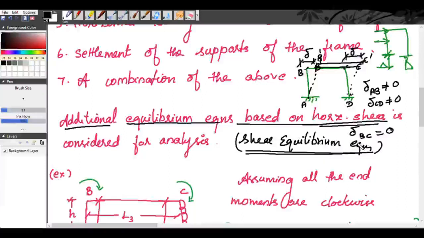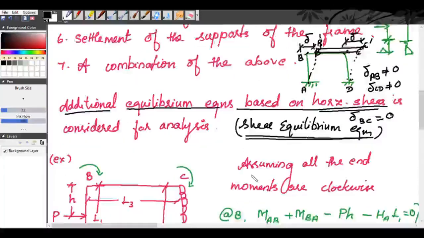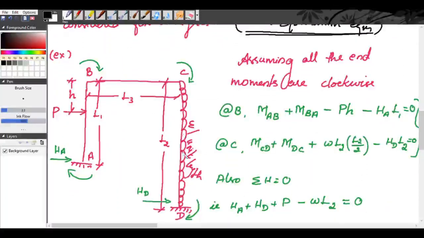So how will you take this shear equilibrium equation? See, suppose this is your portal frame. See, this is unsymmetrical. You have horizontal loadings on two vertical members. Here the concentrated load is P. Here the UDL is W per unit length. The lengths of the spans are also different, L1, L2 and L3.